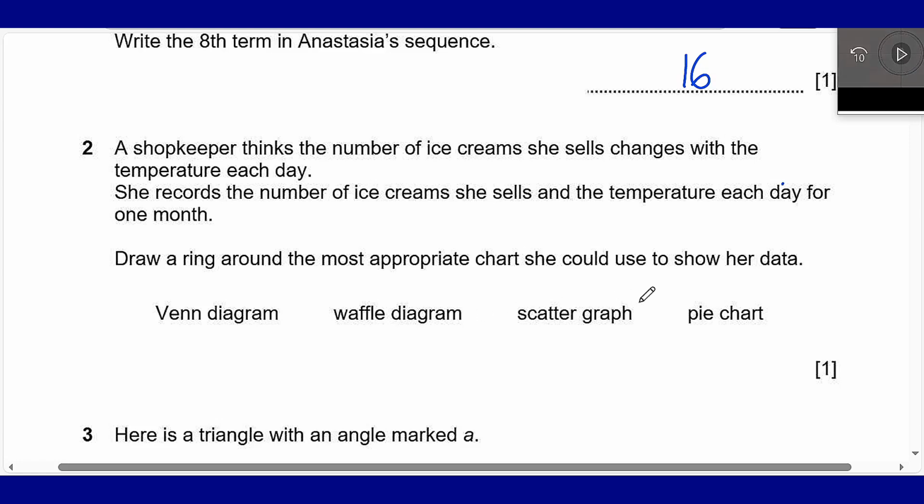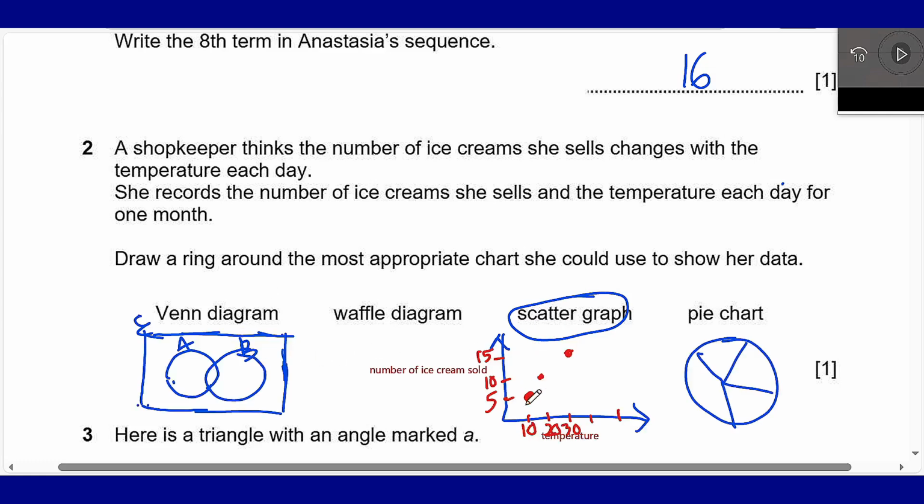Well, the answer is scatter graph. This is the most appropriate one. Well, Venn diagram is not. Well, this is the explanation. Scatter diagram is like we put the horizontal and vertical axis, temperature versus the number of ice creams, and we plot the data. So this is the most appropriate graph, and pie chart is something like this.